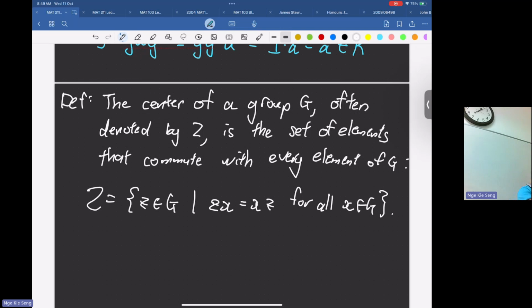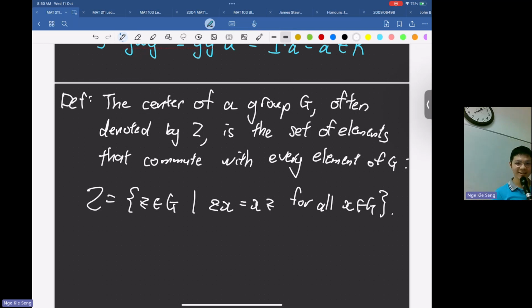Just now we said a group might not be commutative, but how about we find some elements that can commute with others? Maybe not all of them will commute, but some of them do. And then we call these elements the center. Does it make sense? If you want to be the center, make sure you can commute with every element.